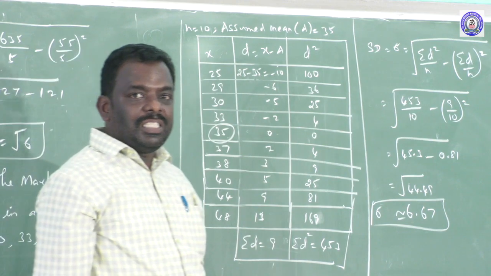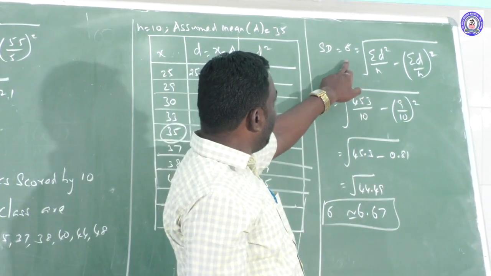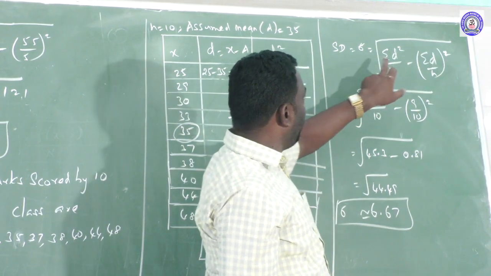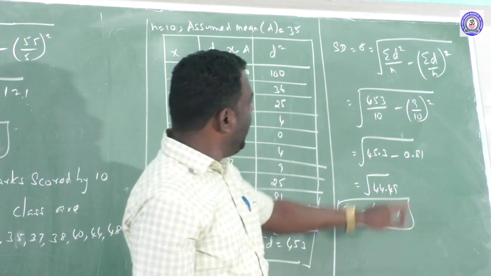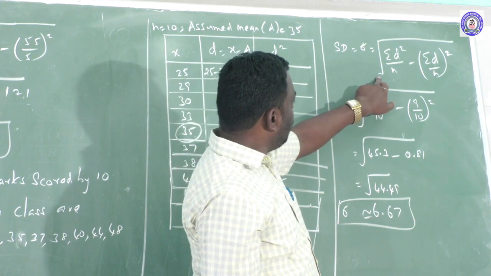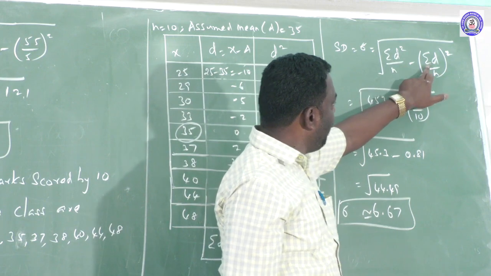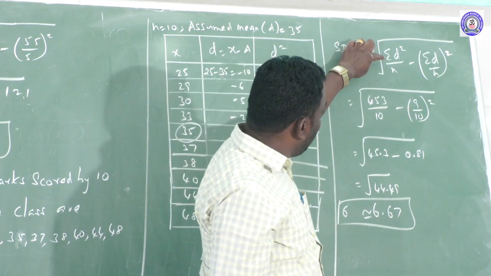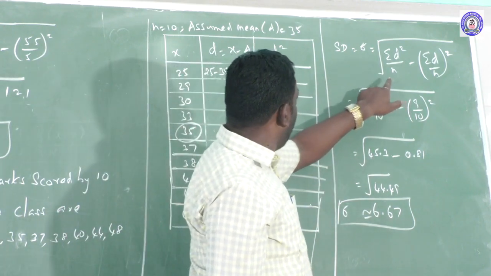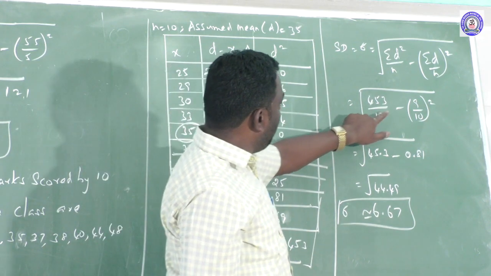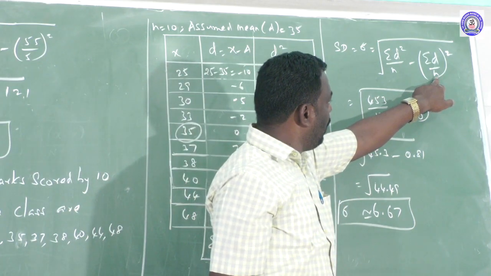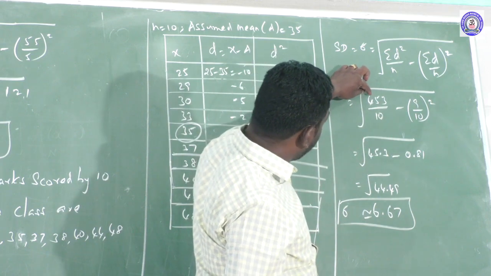Now applying the assumed mean method, the standard deviation is sigma equal to the square root of summation d square by n minus summation d by n, whole square, where d equals x minus a. Replace summation d square with 453, n equal to 10, and summation d equal to 9 by 10. Now we simplify.